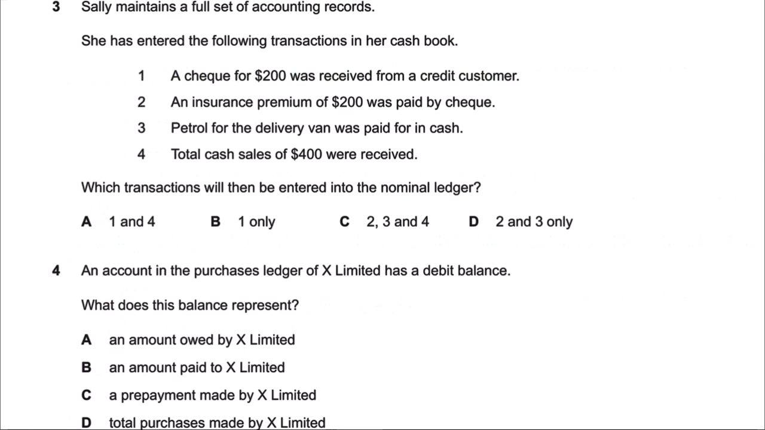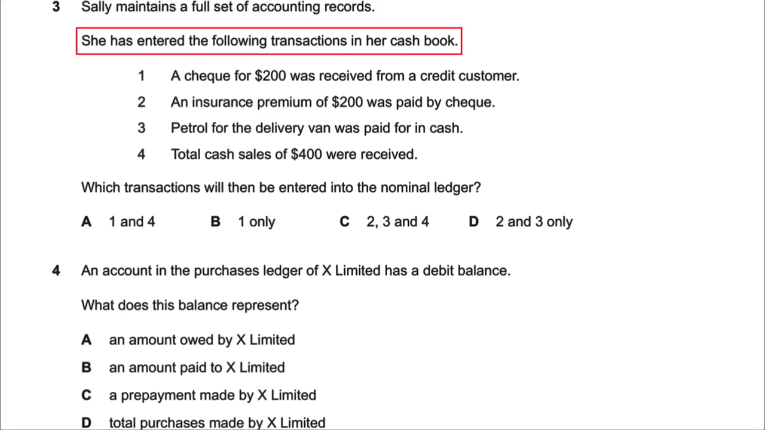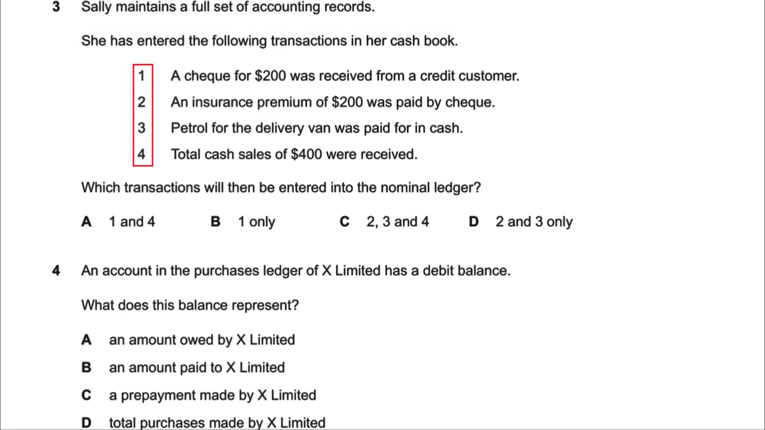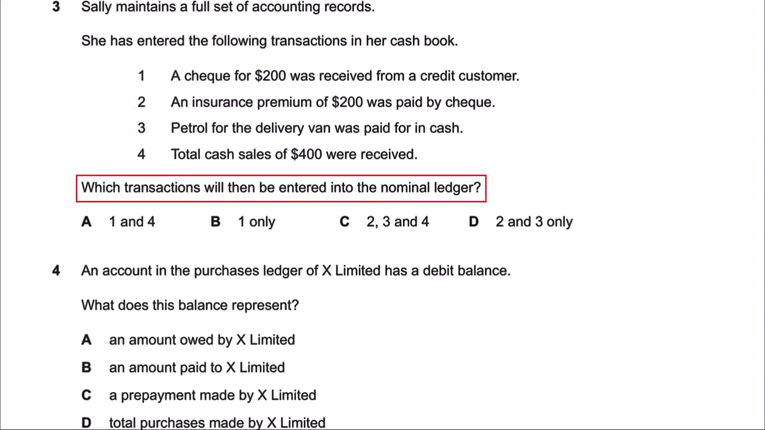Question number 3 is written, Sally maintains a full set of accounting records. Then it is written, she has entered the following transactions in her cash book. The 4 transactions are given below, and then it is written which transactions will then be entered into the nominal ledger. Let's try to understand the situation.